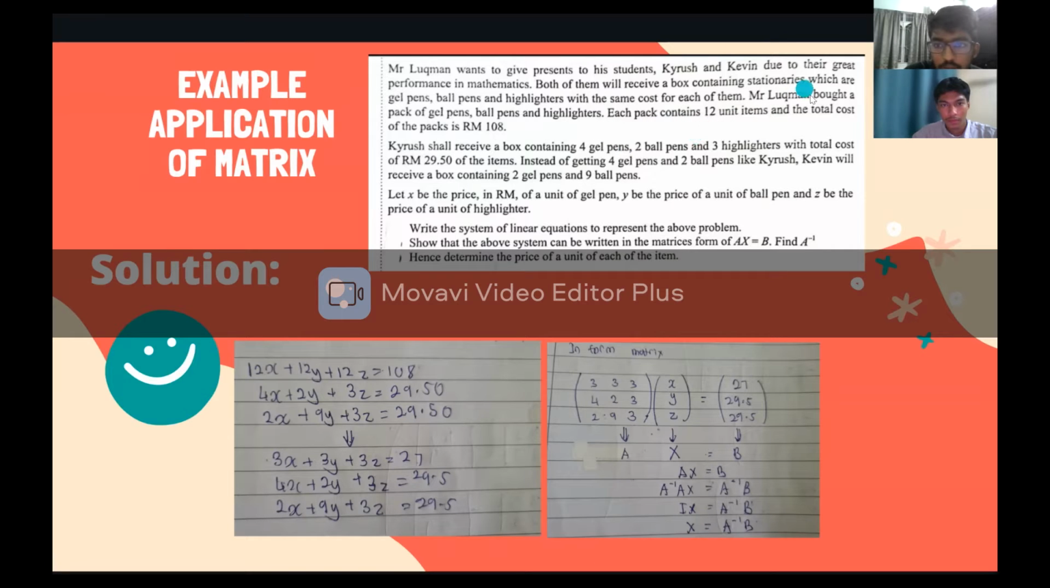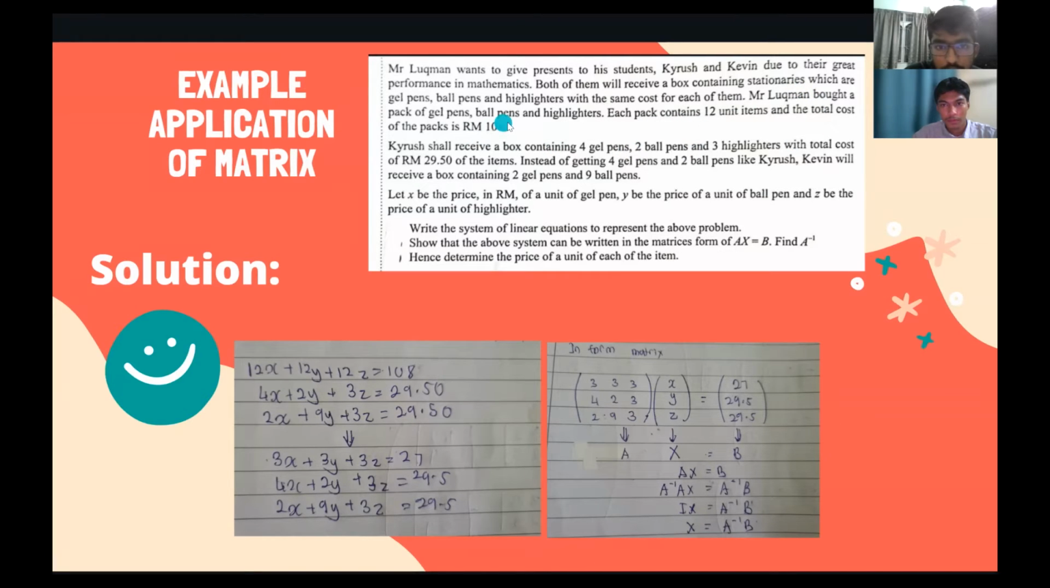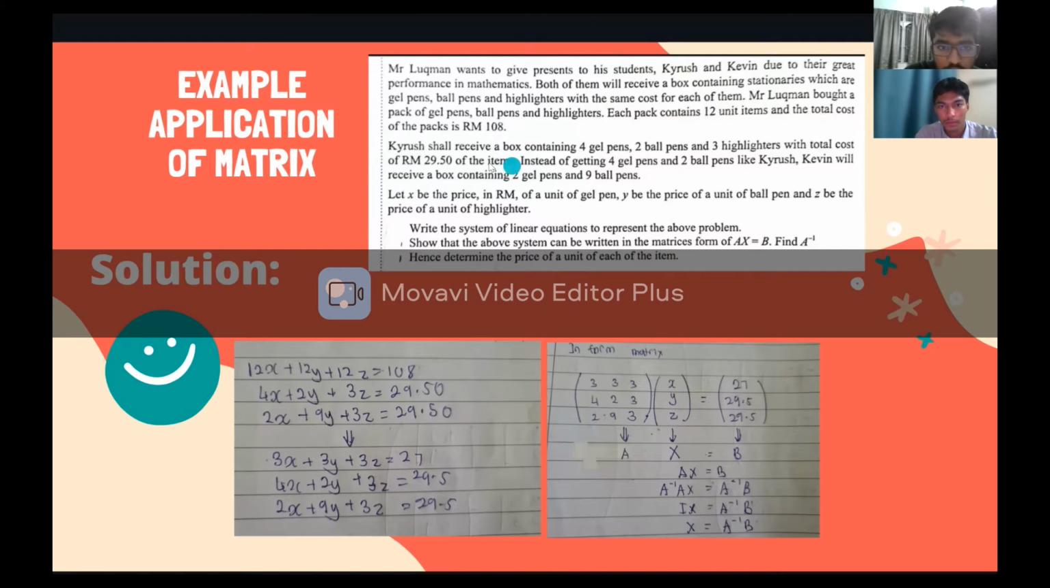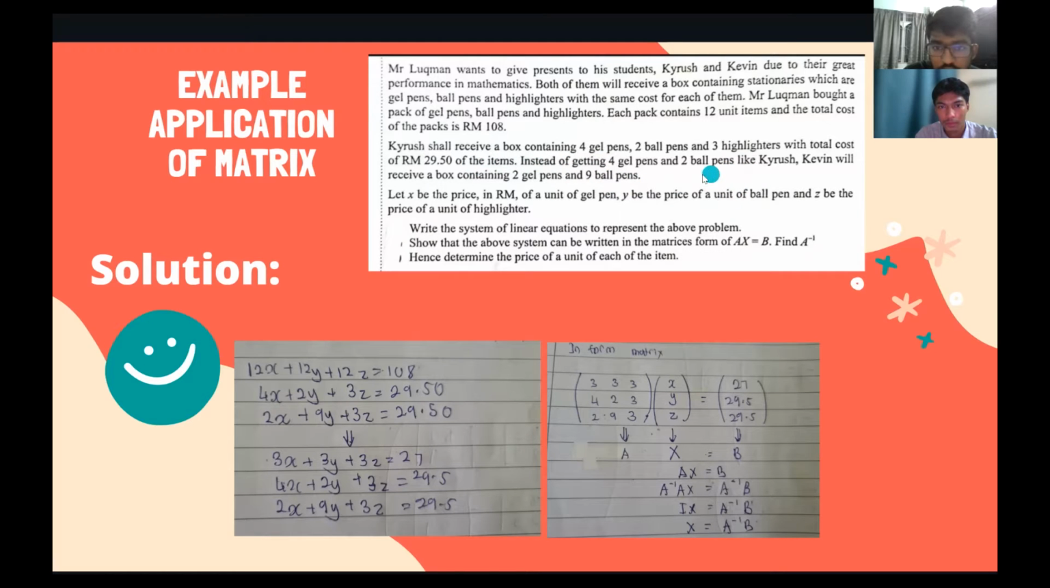Mr. Lokman bought a pack of gel pens, ball pens, and highlighters. Each pack contains 12 items equally, like 12 gel pens, 12 ball pens, and 12 highlighters, which equals 108 ringgit. Then he gives it to Krush, who receives a box of 4 gel pens, 2 ball pens, and 3 highlighters, which cost 29 ringgit 50 cents. Whereas Kevin receives 2 gel pens and 9 ball pens with 3 highlighters.